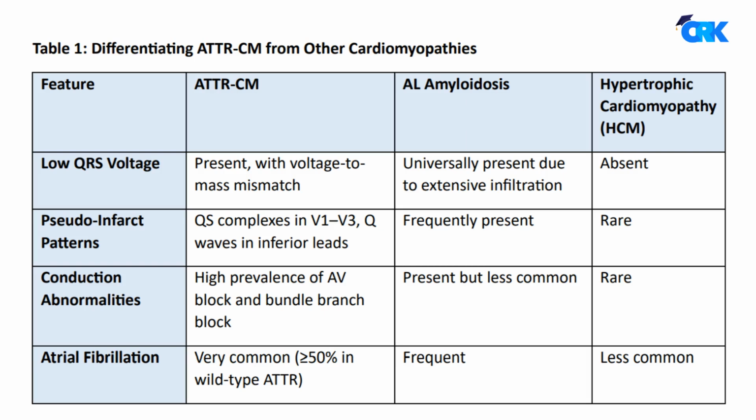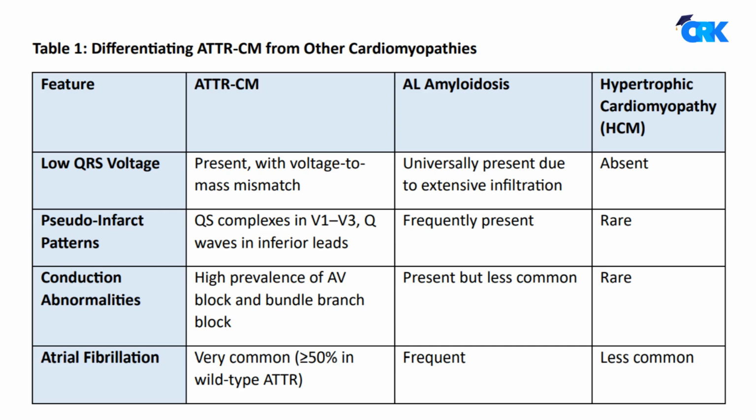First, low QRS voltage. In ATTR-CM, this is common, particularly when it appears out of proportion to the thickened ventricular walls on imaging. This voltage-to-mass mismatch is a hallmark clue. In AL amyloidosis, low voltage is almost always present due to more aggressive infiltration. By contrast, HCM typically shows increased voltage, reflecting true myocyte hypertrophy.